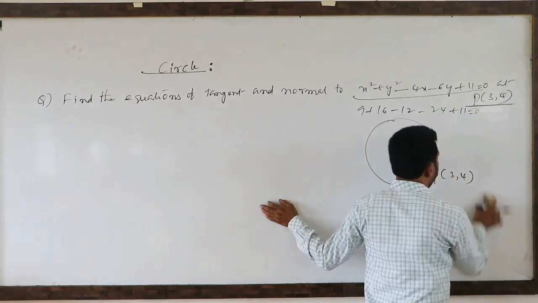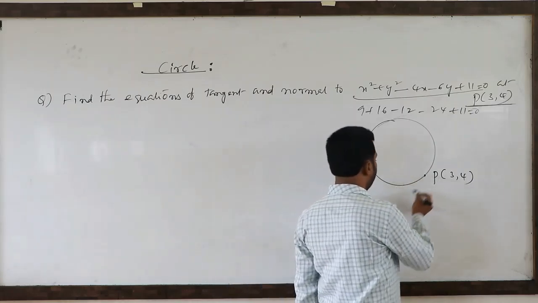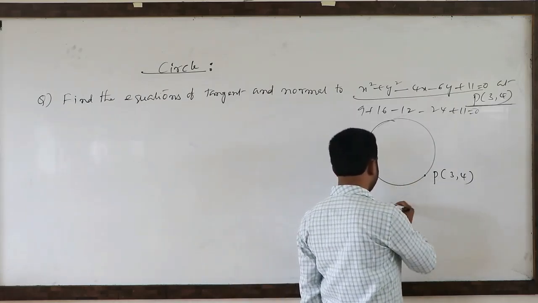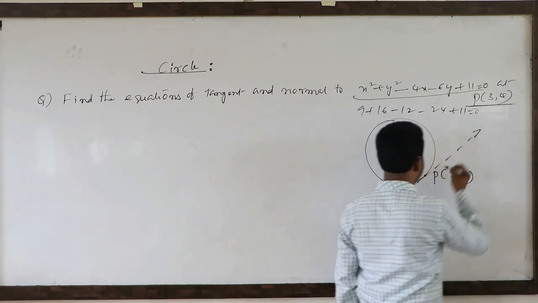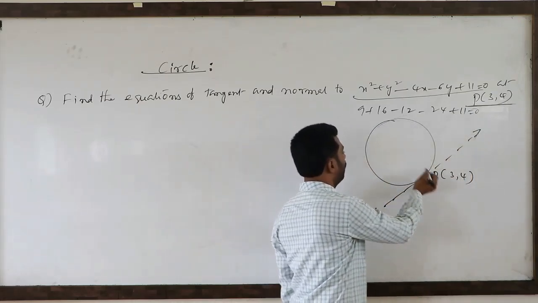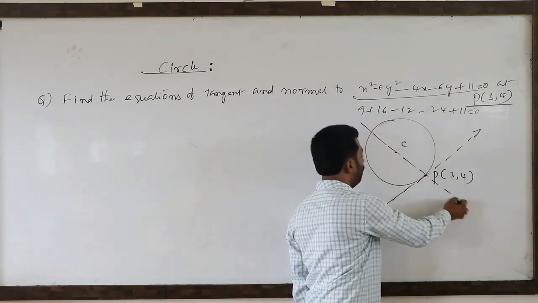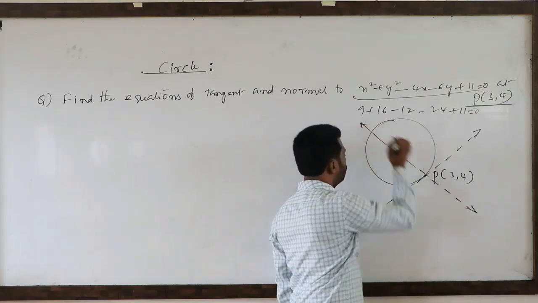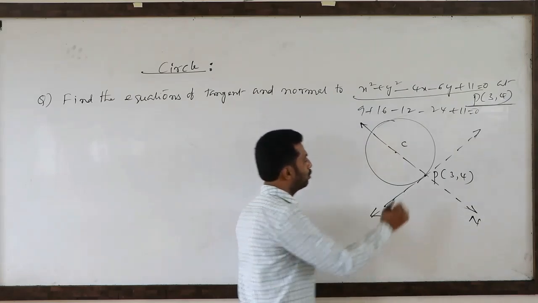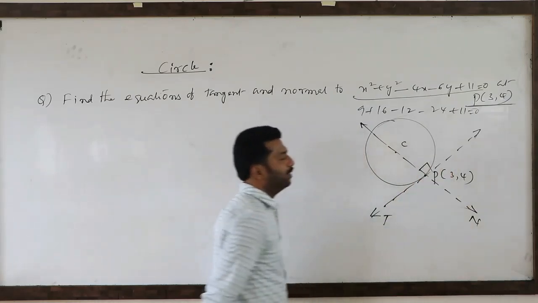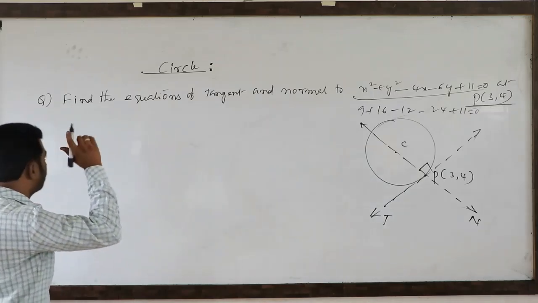So maximum, they will give the point case only. So at this point we have to calculate what is the equation of the tangent, and what is the equation of the normal. So this is the normal equation, this is the tangent equation. These two are perpendicular. Now you observe, what is the given circle?